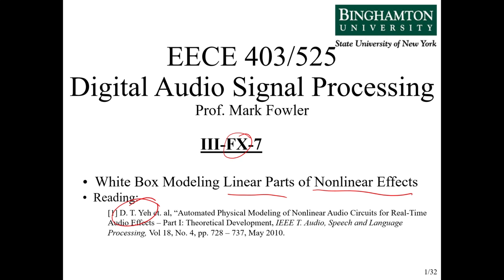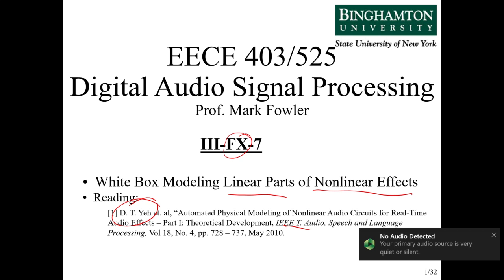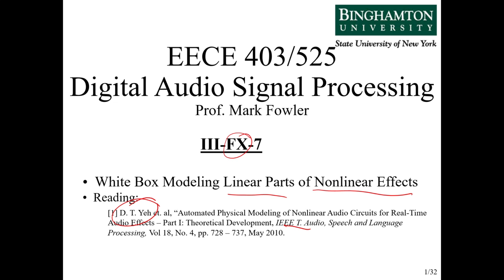And this is based upon a paper by David Yeh, which came out of his PhD work. It was published in the IEEE Transactions on Audio, Speech, and Language Processing. Let's look at the title there: Automated Physical Modeling of Nonlinear Audio Circuits for Real-Time Audio Effects, Part 1, Theoretical Development. There is a Part 2 that goes into some examples. I'm going to take you through Part 1 and leave Part 2 to you if you're interested. It gives some examples on doing diodes and transistors and maybe tubes, if I remember right. Been a while since I've looked at it.